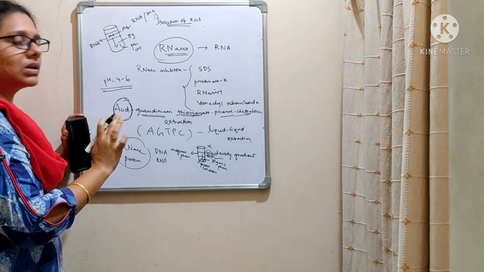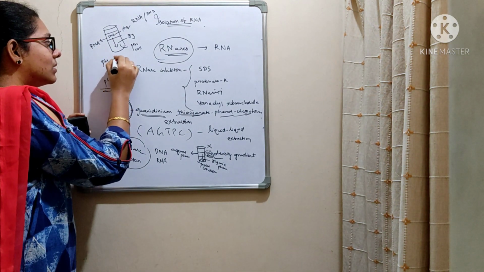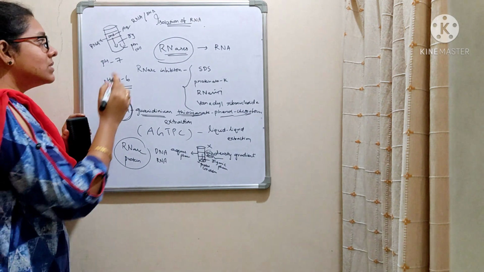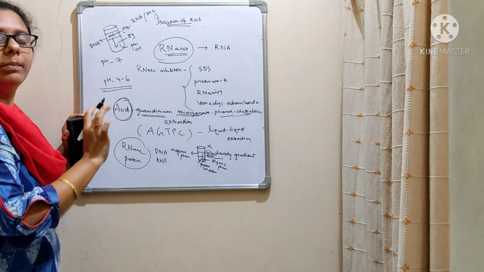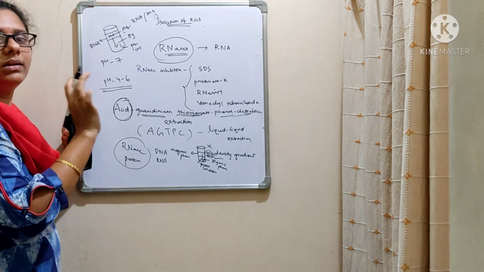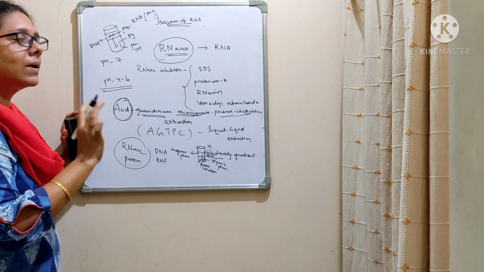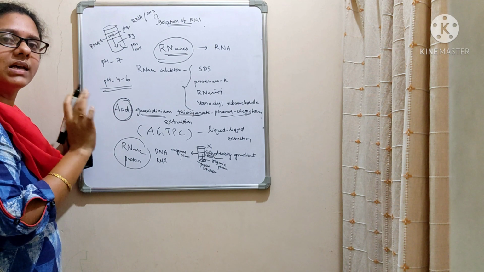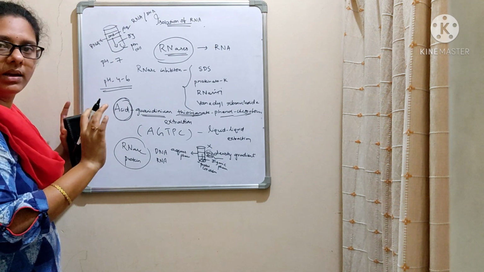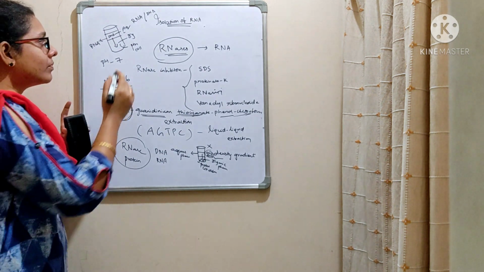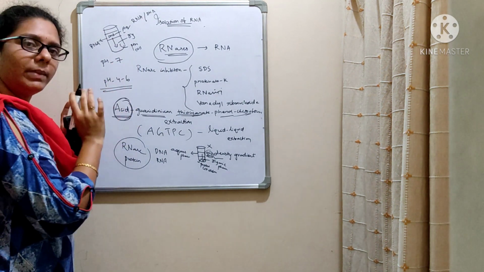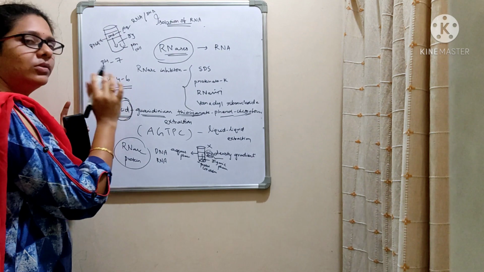If the pH is neutral, that is around 7, both the DNA and RNA will be in the aqueous phase only. But we want only RNA to be in the aqueous phase and not the DNA, because here we are interested in isolating RNA only. So that is the reason we are going to separate RNA from the DNA, and that is the reason we are going to maintain an acidic pH of 4 to 6.